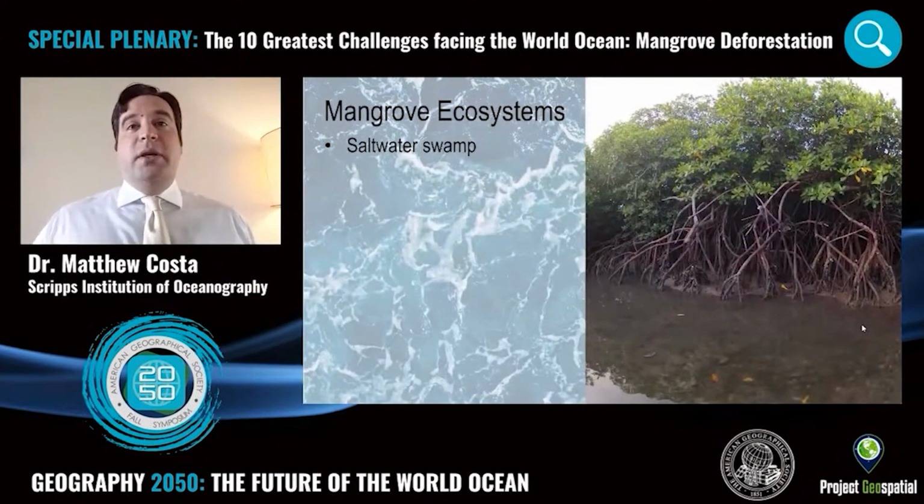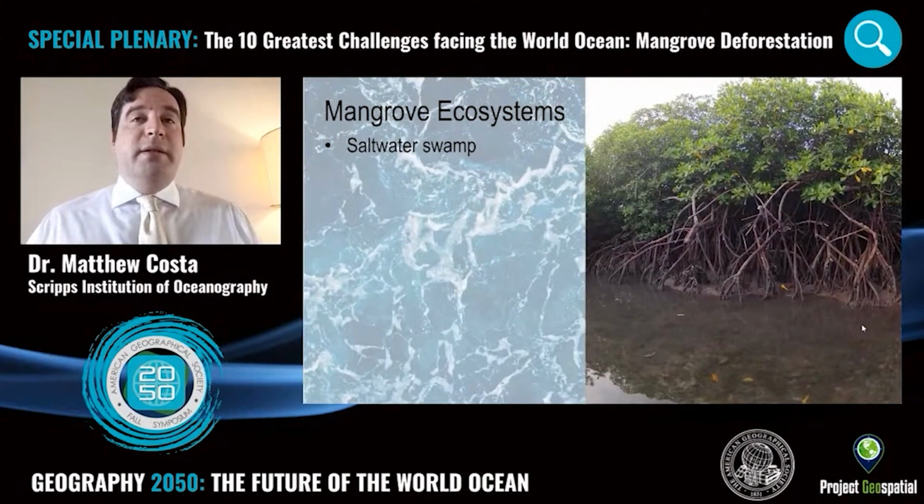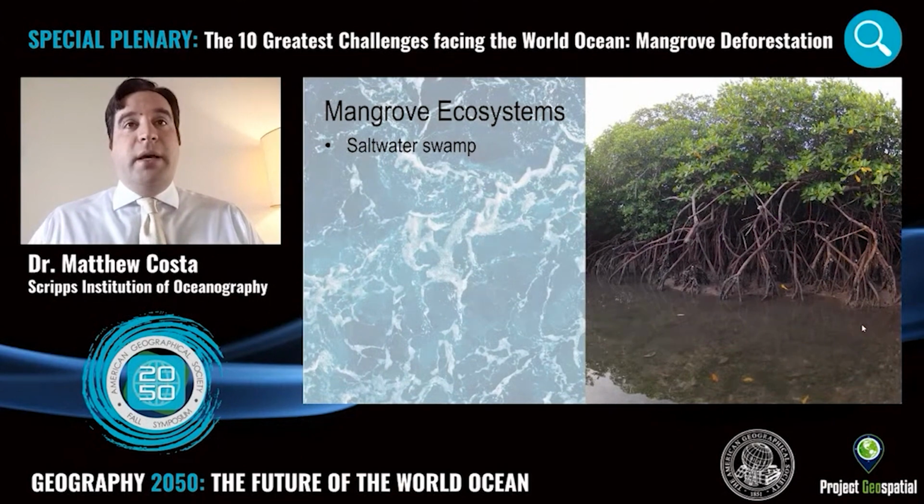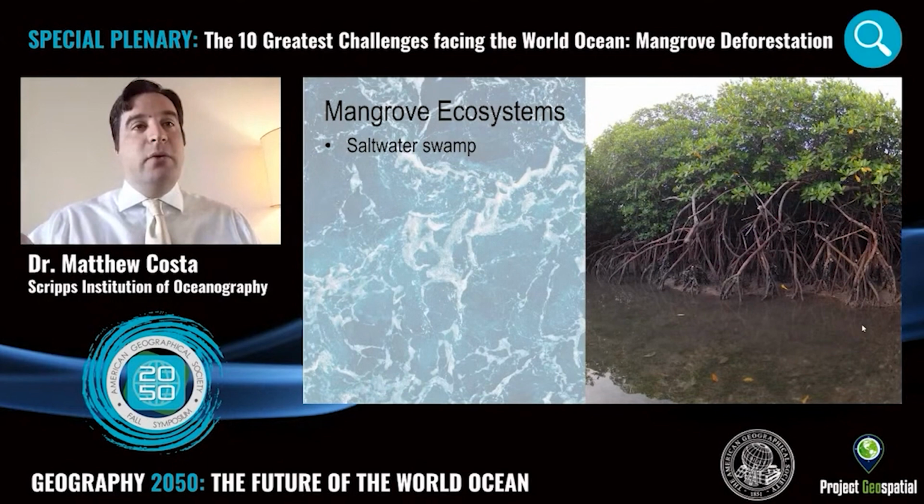So a mangrove is a swamp. That is a type of wetland that's dominated by trees, and specifically a type of swamp that lives in salty environments, so the marine coastal environment.